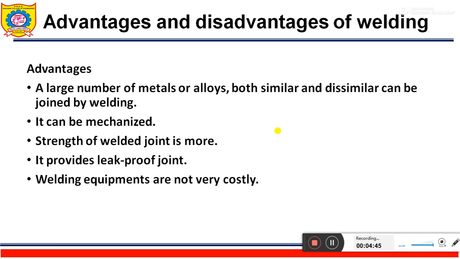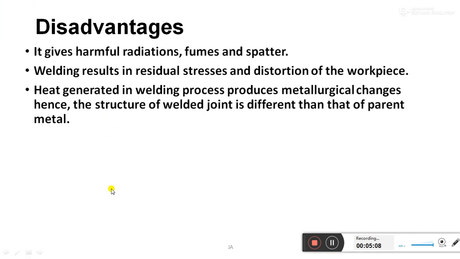Advantages: a large number of metal alloys, both similar and dissimilar, can be joined. It can be mechanized. Nowadays robots are also used for welding. Lightweight steel structures are possible. The strength of a welded joint is high, and it gives leak-proof joints. Welding is not very costly.